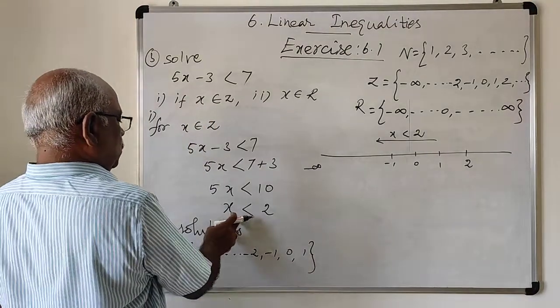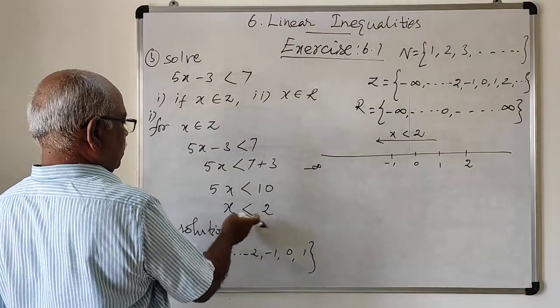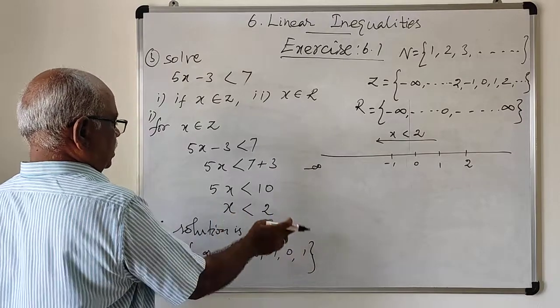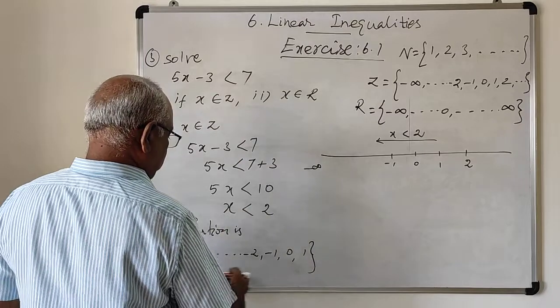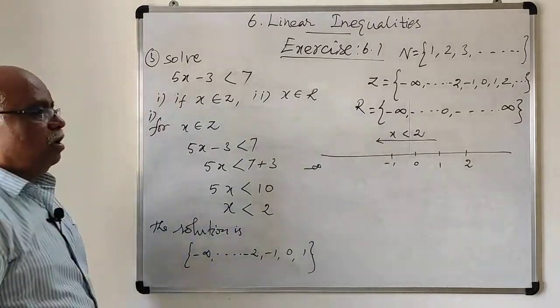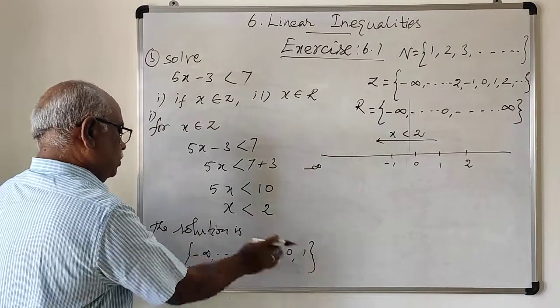Because if you put x equal to 2, 2 less than 2 is not true. Therefore, up to 1. 1 is less than 2. So, up to 1 for the set of integers, this is the solution set. Minus infinity to 1 is the solution set.